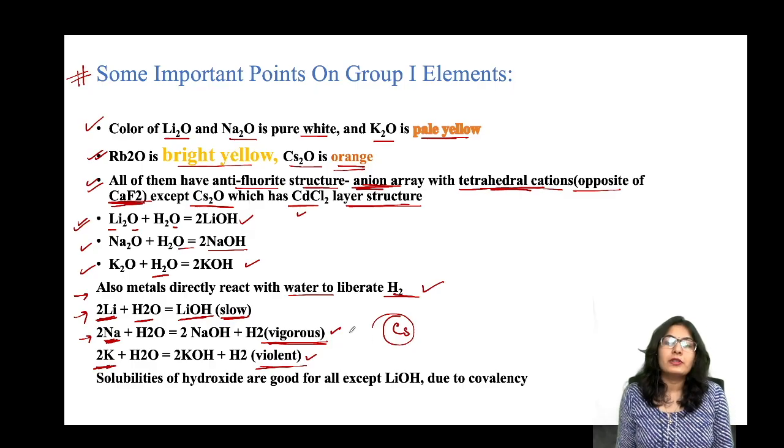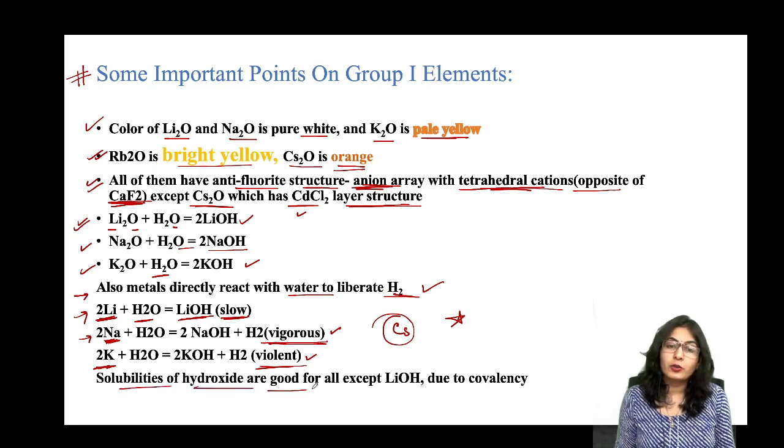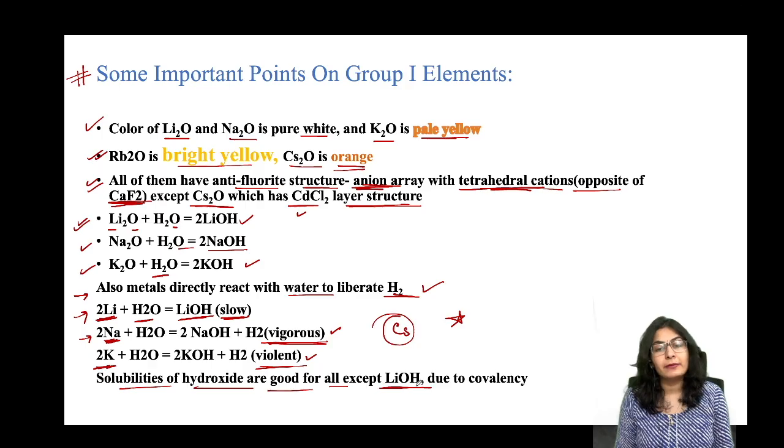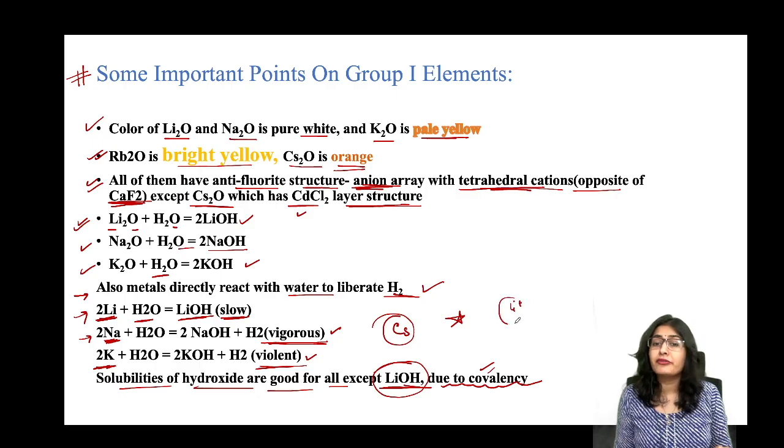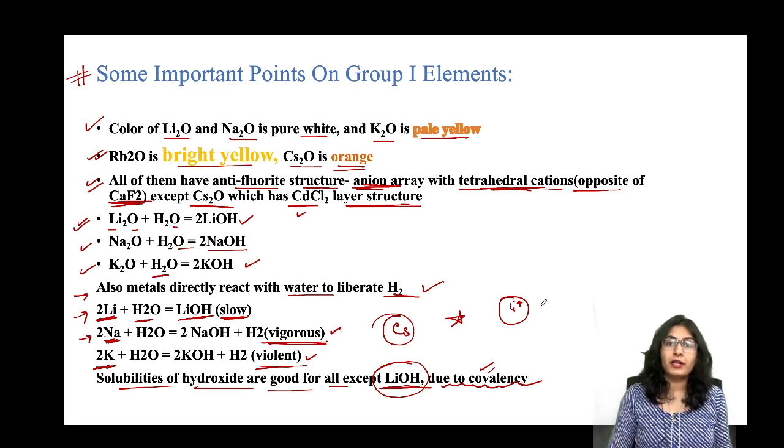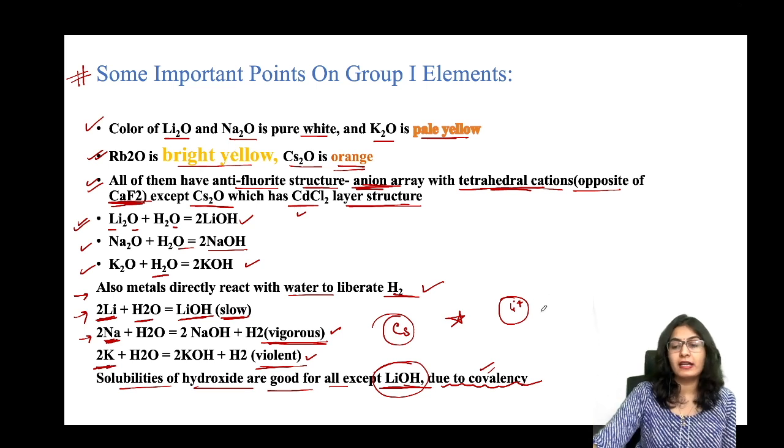Okay. So just remember this point. It is also very important. Solubilities of hydroxides are good for all except lithium hydroxide due to covalency. And it's not just lithium hydroxide, any salt of lithium is going to be less soluble than all the other alkali metals. Why? Because of the covalency factor. Because Li+ has a very small size, and according to Fajan's rule, you already know that the nuclear charge matters. That's why Li+ has very high polarizing power. It can polarize the anion very nicely, so covalency arises.